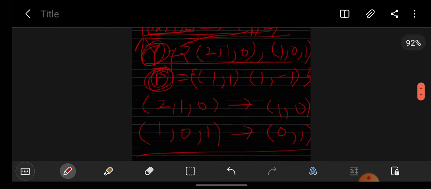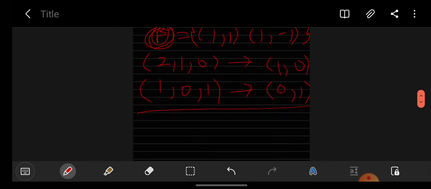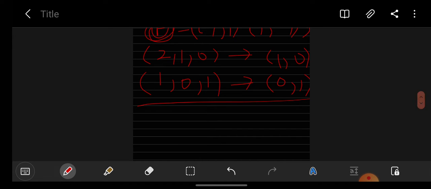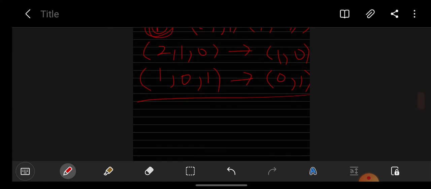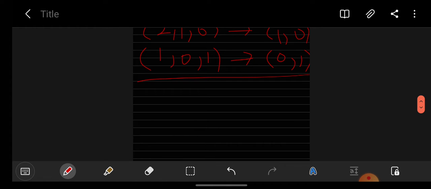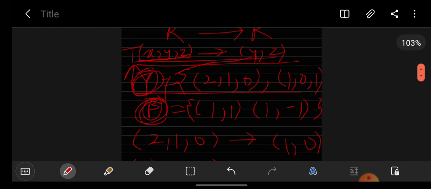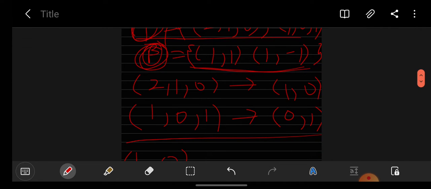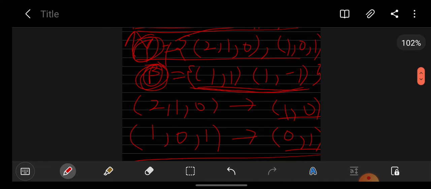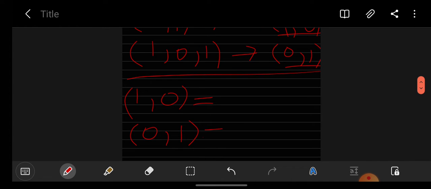Now we want to get the values (1, 0) and (0, 1) by using this basis. We have to find the linear transformation which gives the value of this by using this basis. So it's very easy. You just have to write down a linear transformation.